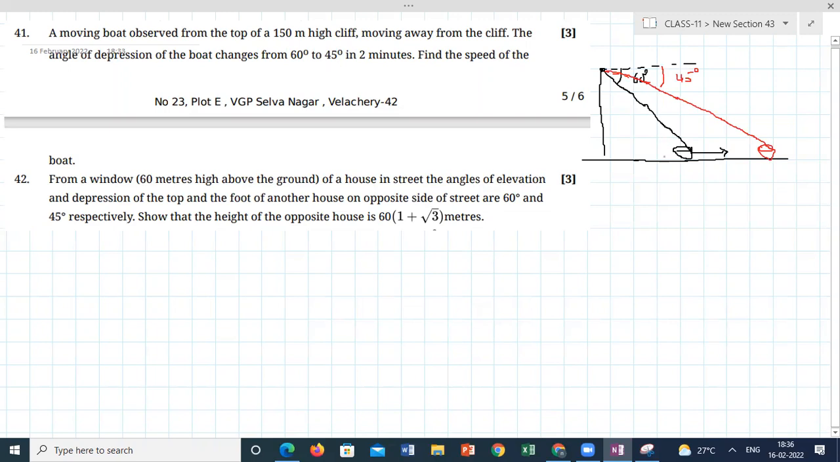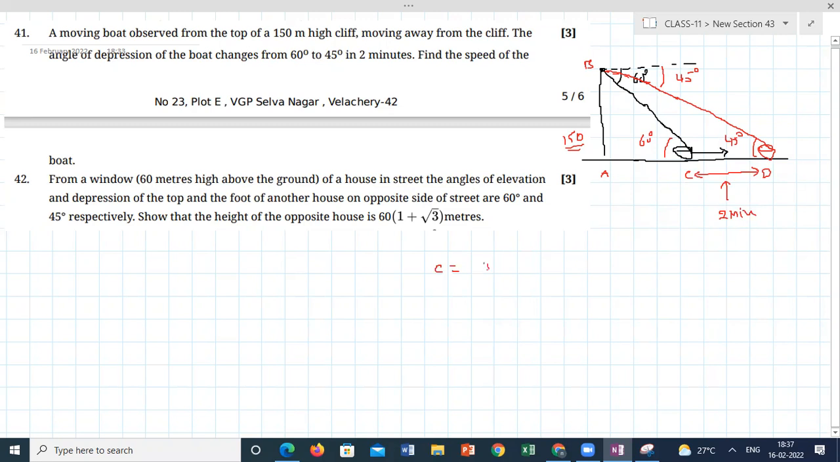Agree? So this angle is 60 degrees. This angle is 45 degrees. Is it clear, students, what I'm saying from the diagram? So if AB is the watching tower, C is the first position and D is the second position, the AB height is 150, given. Now the distance moved is CD. It took 2 minutes to move from C to D.